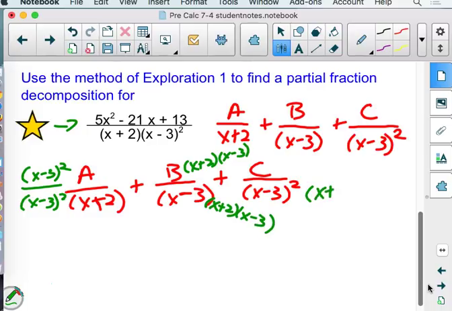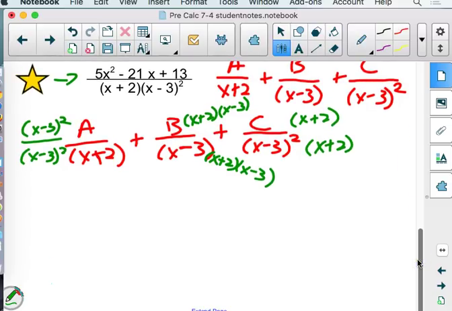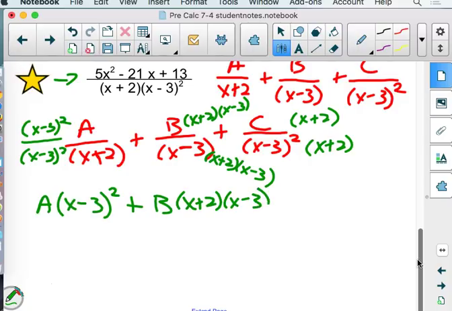And the last one is going to need an x plus 2. And we realize our denominators are going to be like denominators. We just built them up that way. So we'll need A times the quantity x minus 3 squared plus B times the quantity x plus 2 times the quantity x minus 3 plus C times the quantity x plus 2. My C's and my parentheses are looking way too much like each other here. That's a little bit better.